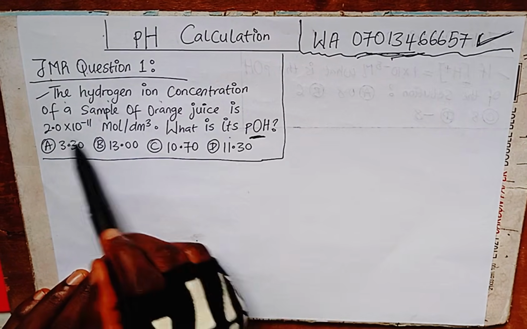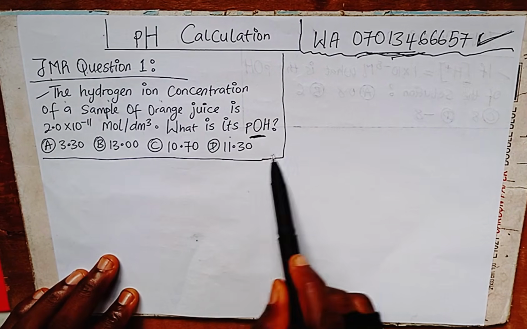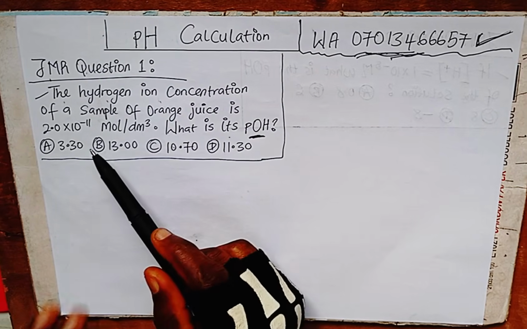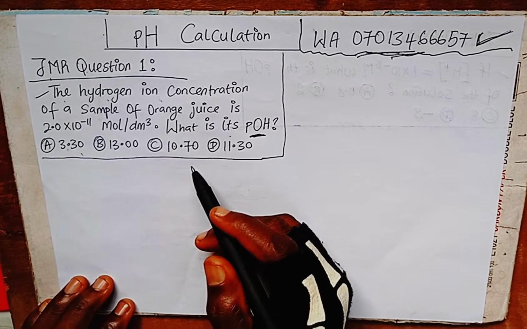So look at all the options given. You can see that most of them are alkaline: 10.7 alkaline, 11.7 alkaline, 13.7 alkaline. Only this one, 3.3, would be acidic. So it is very easy.